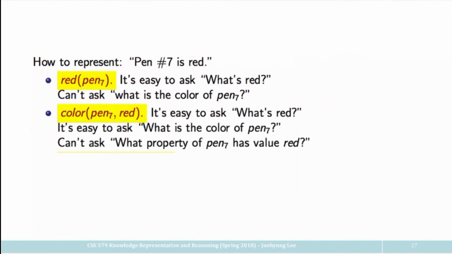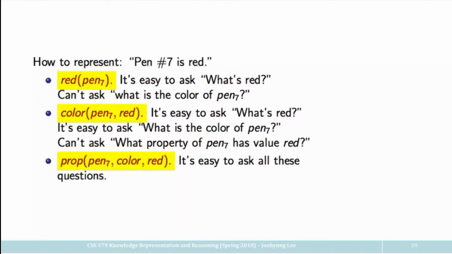All right. So then people thought, well, let's now introduce these color predicates. So then you can say what is red, and also we can say what is the color of pen, because they are kind of symmetric, right? So that is good. But then if we want to ask what is the relationship between pen and red, then it's difficult to get this. Again, the same reason that color is not quantifiable. Okay? You cannot ask about the color.